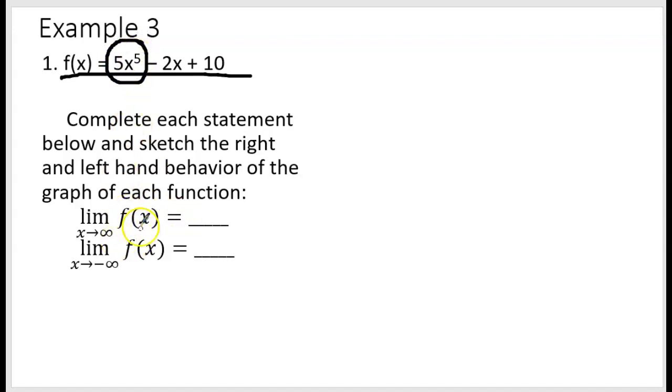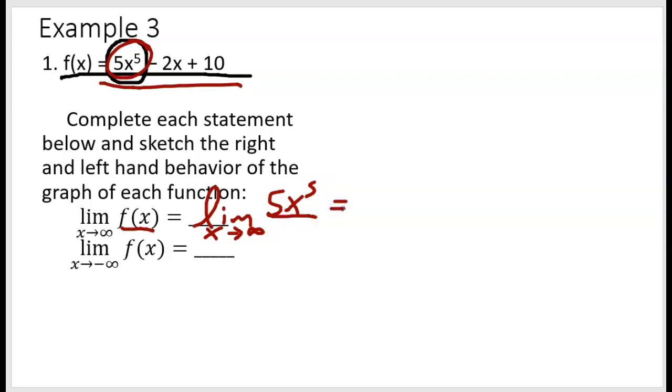So the limit of this function as x approaches infinity is going to be the same thing as the limit of just 5x to the 5th as x approaches infinity, because this is the one that really determines what happens. Even though the function represents the whole thing, we really only care about the front piece. So what is the answer going to be? Odd power, positive coefficient means up on the right, down on the left. Since we care about the right for this, the answer is positive infinity.